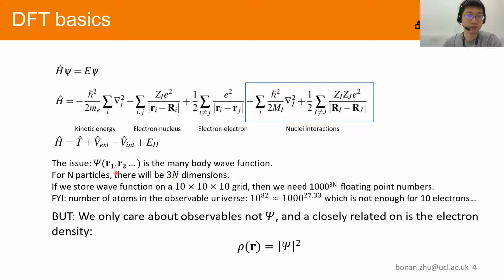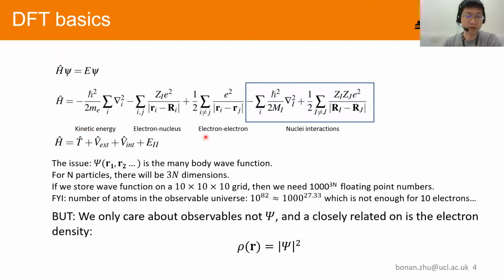So this does not sound too bad. However, if you think about it carefully, say we want to describe the wave function in a real space grid, 10 by 10 by 10 is fairly coarse. Then, because of the dimensionality here, you need an awful lot of floating point numbers, and these can easily exceed the number of atoms in the universe. So this is not a very good idea.